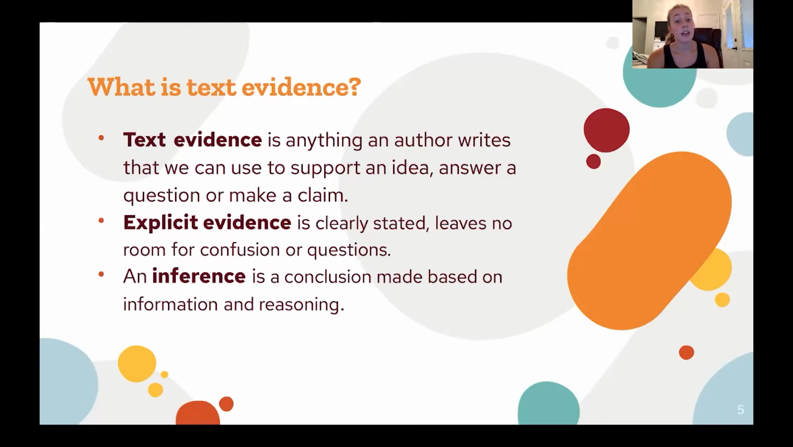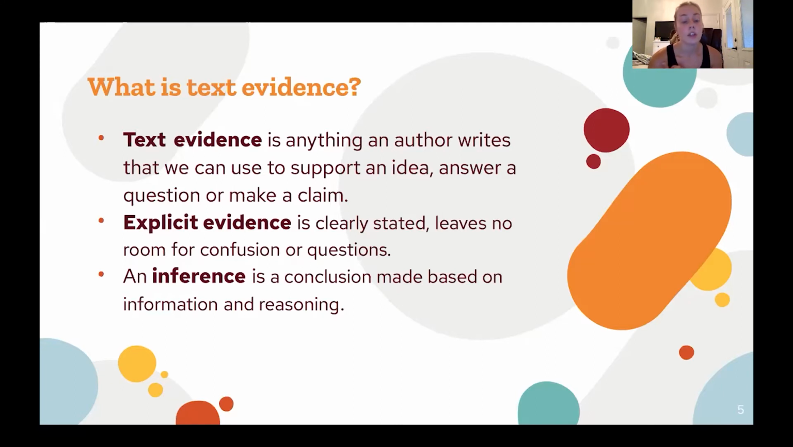Explicit evidence is evidence that is clearly stated, leaves no room for confusion or questions, and that's going to be when an author writes a story. Maybe it's just a small passage, maybe it's a biography, maybe it's a book, maybe it's a news article or something from a website. The person who writes it is the author, and whatever words they choose to include in that text is going to be explicit information. So explicit evidence is what we directly take from that and use. It is clearly stated, leaves no room for confusion because that is what the author wrote.